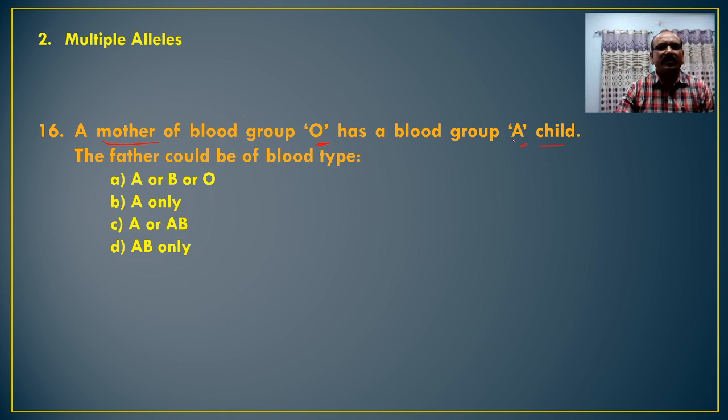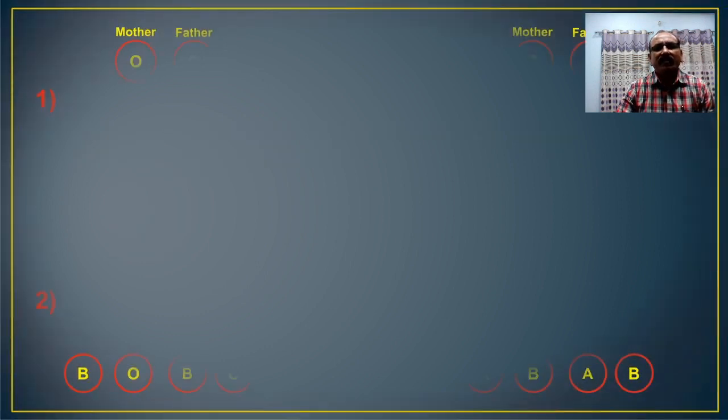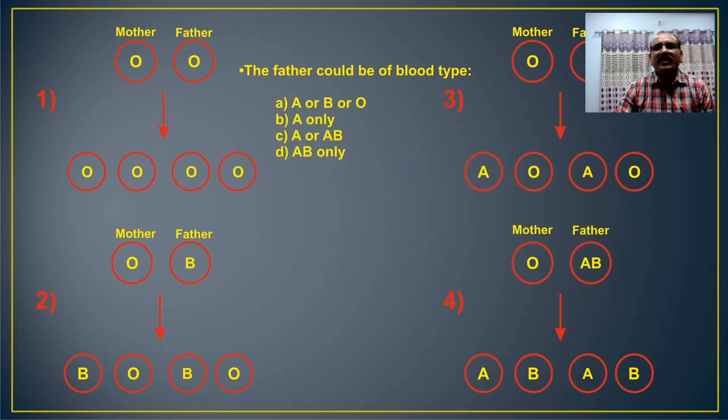In such cases, you have to calculate directly the blood group of the father and not go for the options. Here we have shown the combinations that the father could have, and we know that there is a blood group A of the child.